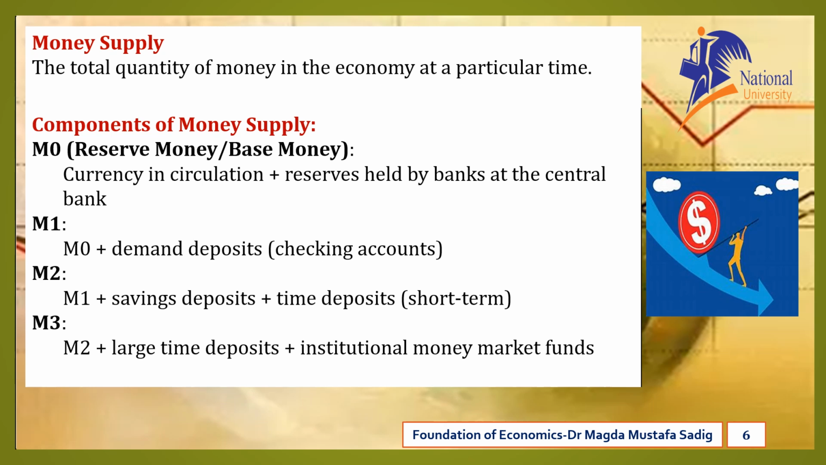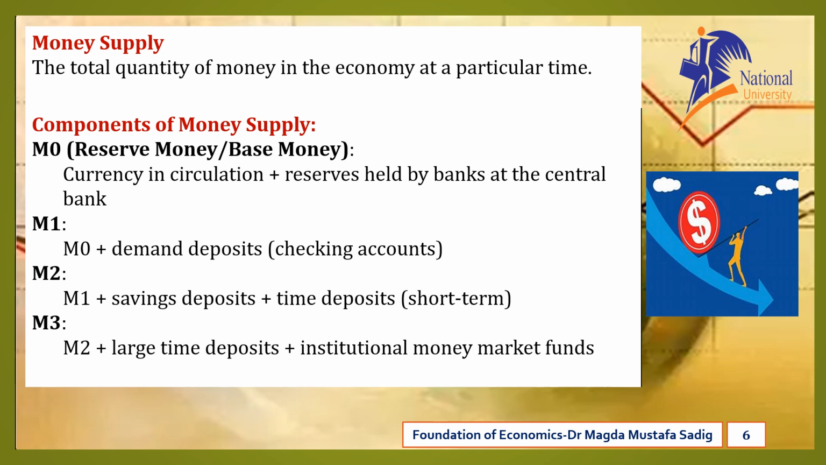It includes currency in circulation, banknotes and coins in people's hands. Second, reserves held by commercial banks at the central bank. So M0 is the foundation on which all other forms of money are built.